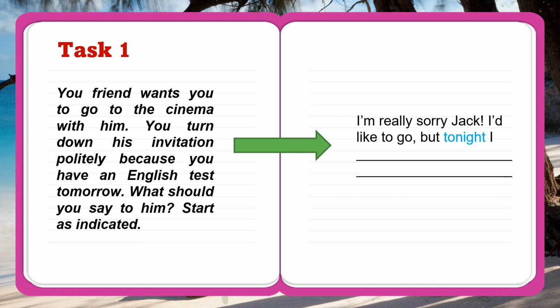Start as indicated. I'd like you to say something, how to apologize, for not being able to attend a movie with your friend. Now you should start as follows: I'm really sorry, Jack. I'd like to go, but tonight. I'd like you to read the situation and try to come up with a good reason.